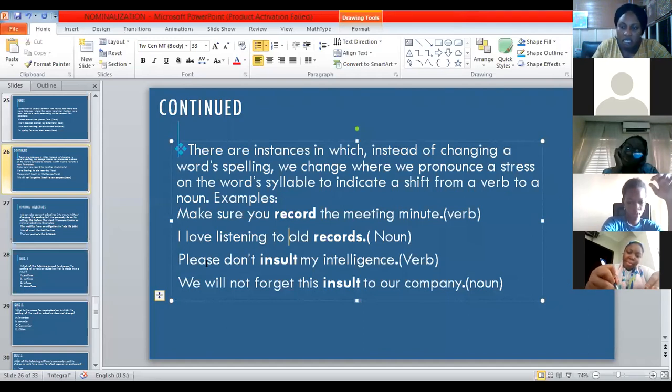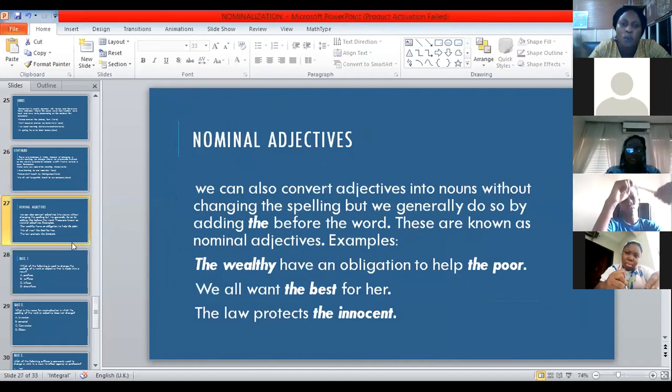But the placement of stress: in the first one, which is used as a verb, the stress is placed on the second syllable. In the second one, where it is used as a noun, it is placed on the first syllable. Now, what are nominal adjectives?